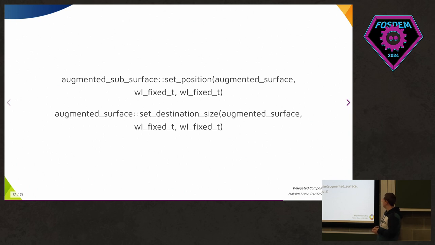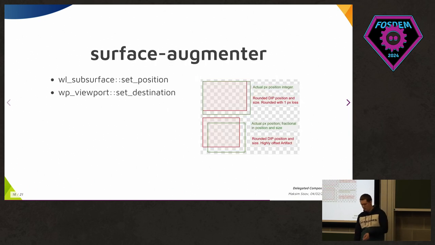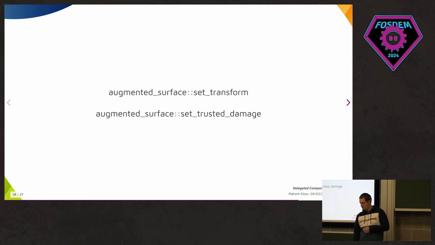It was also required to update the viewport destination, and some other things like setting transform, and setting trusted damage. Because when we, for example, change the order of the Wayland subsurfaces, the Z order, at some point we don't need to recalculate the damage, or we do need to recalculate it. So all that is managed with this additional flag. There can be some other stuff, but I would say that was the most important.